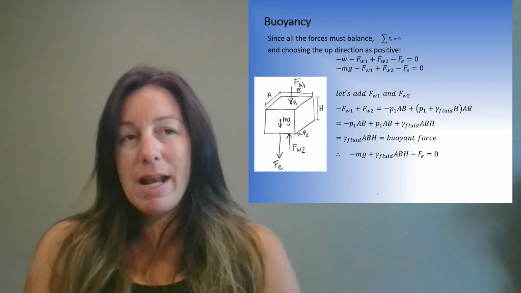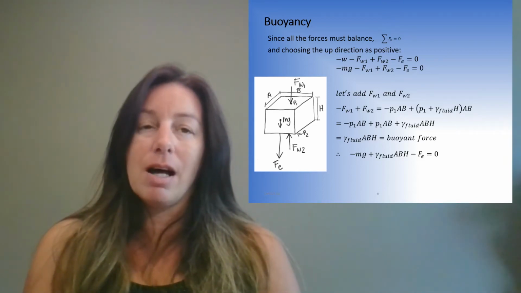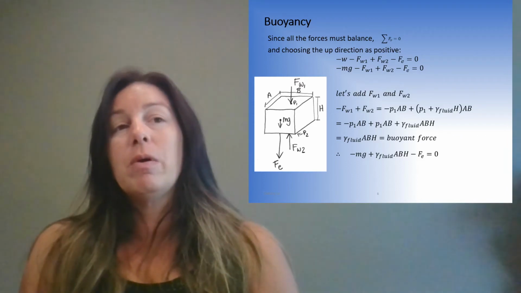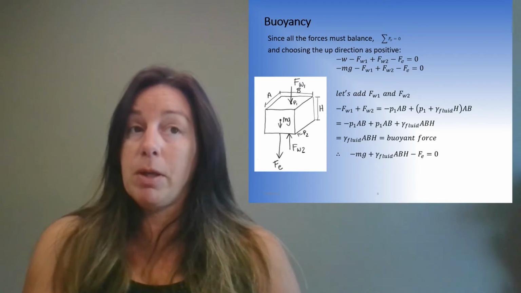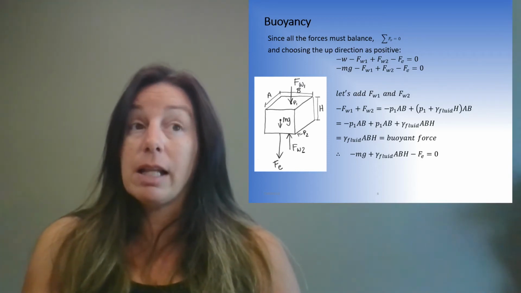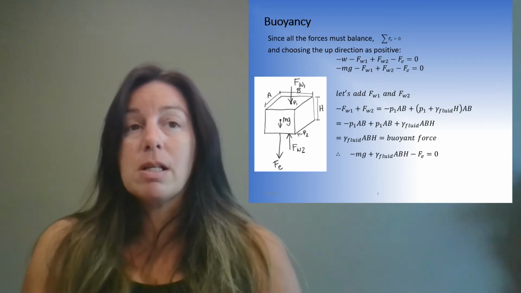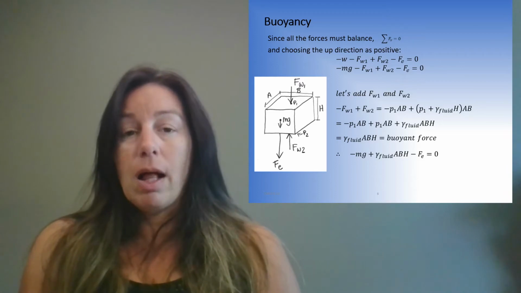So we've got that weight acting down, the force of the pressure at the top of the object acting down. We've got the force of the water pressure acting up, that FW2, plus, and we're going to minus, again, the tension in that cable that's holding it down. So again, the weight is its mass times gravity, and it all has to equal 0.